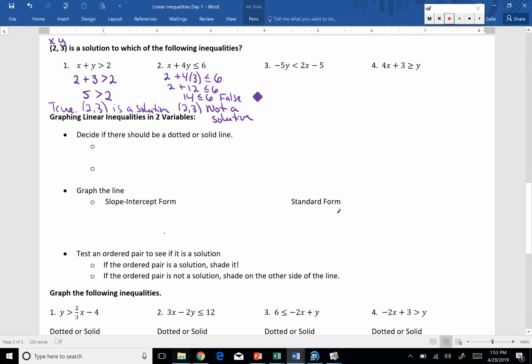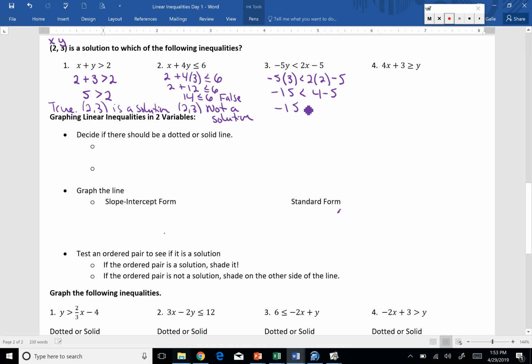As you move on to number 3, be very careful. This tripped up some people in my first period class today. The y comes first in number 3. So we have to make sure it's -5 times 3 for the y. And then 2 times I put a 2 in for my x. So just be really careful. We can't always just put 2 in for the first variable because 2 is listed first in the ordered pair. So I get -15 is less than, I get 4 minus 5.